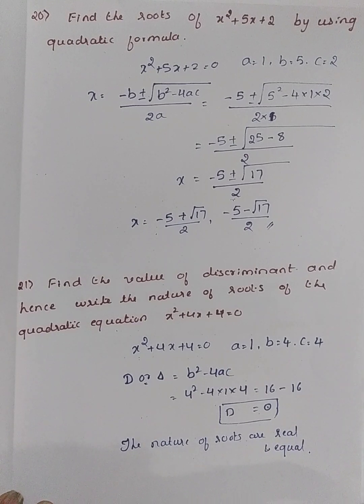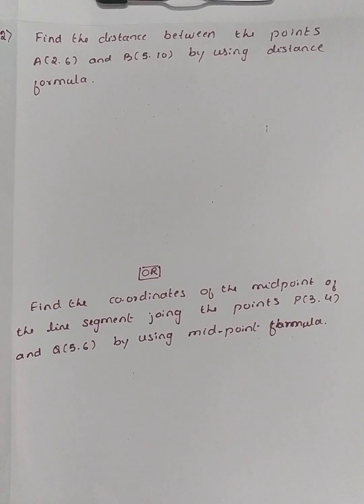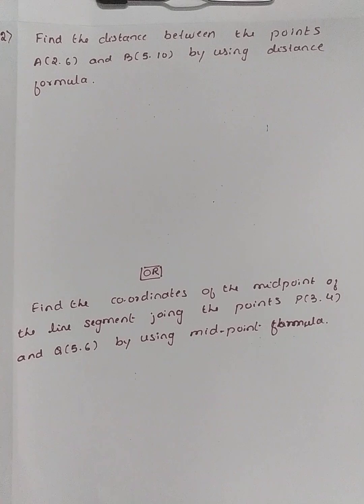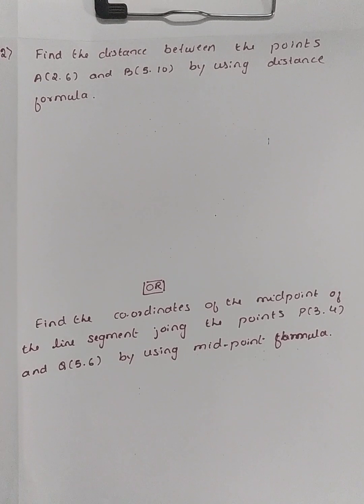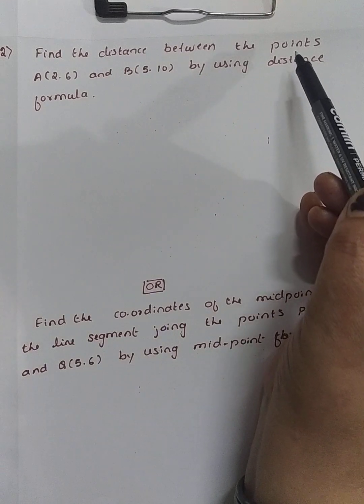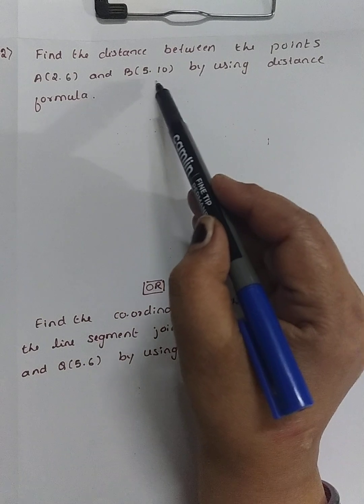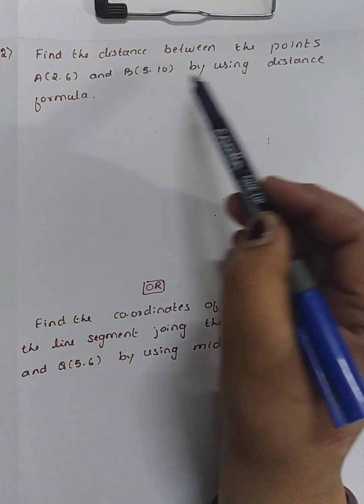So this is the answer for the 21. Next is 22nd question from the question paper. Find the distance between the points. This is from the coordinate geometry. A (2, 6) and B (5, 10), by using the distance formula.